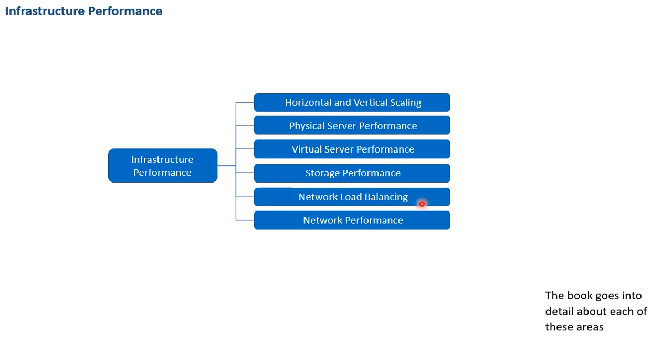Network load balancing: how do we load balance across the network? This would be layer 2, 3, 4 level of the OSI stack. And how do we ensure strong network performance which meets our solution needs? More detail is covered in the book.